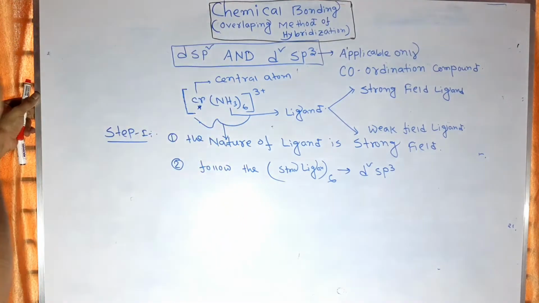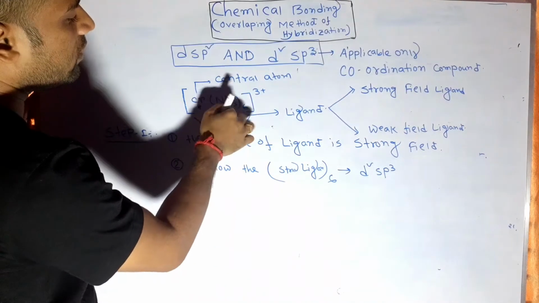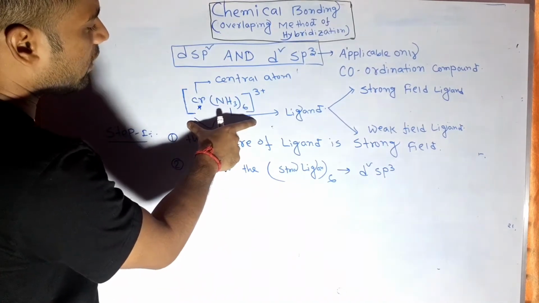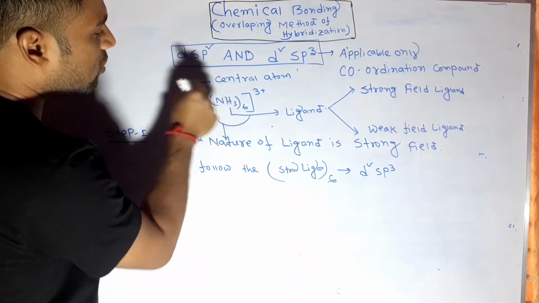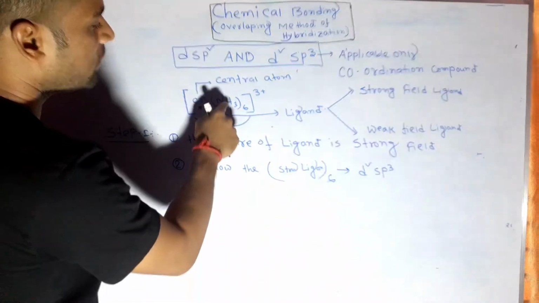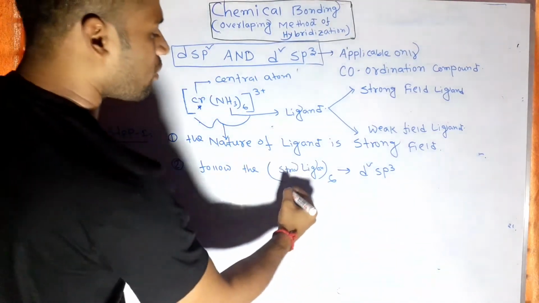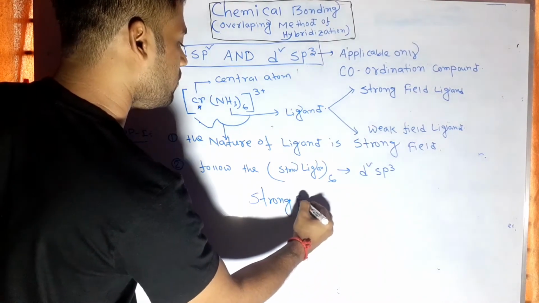It is the basic process in the MCQ question. If in the coordination sphere, inside the first bracket, the ligand is a strong field ligand and their number is 6, then the hybridization is d2sp3. It must be a strong field ligand. Strong field ligand is very important.